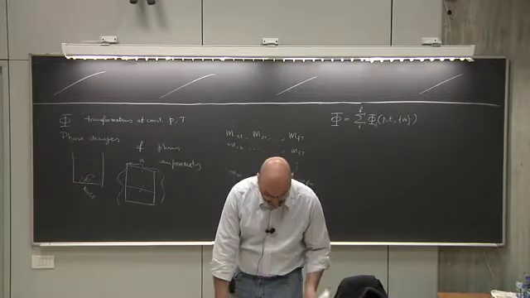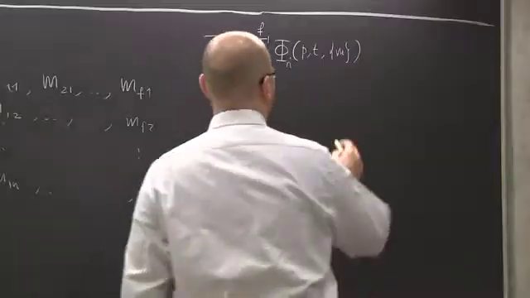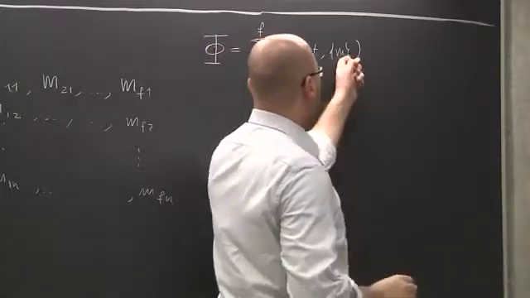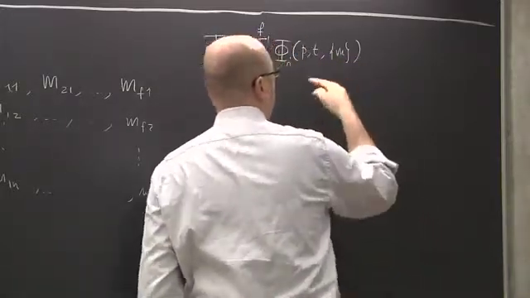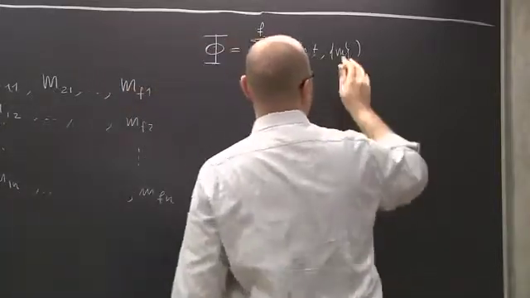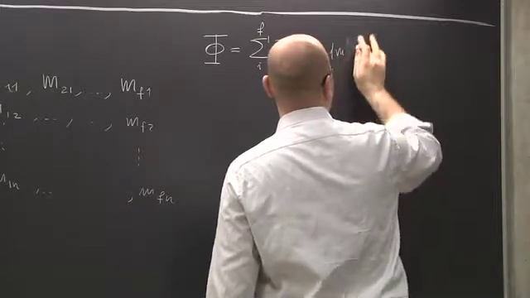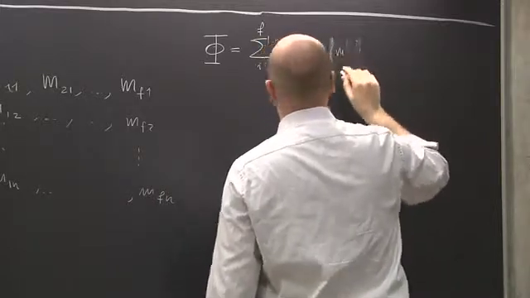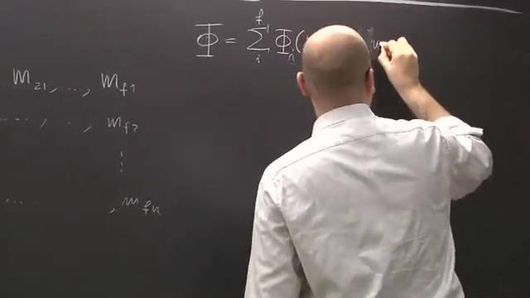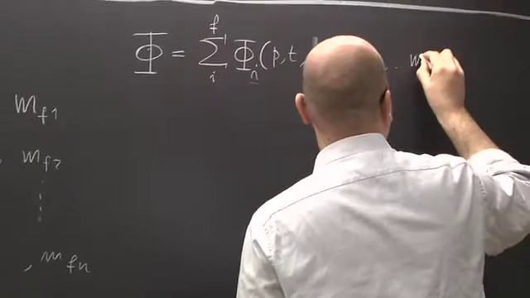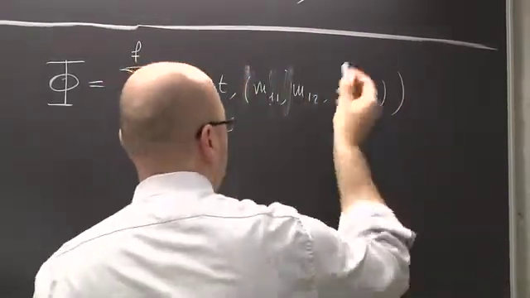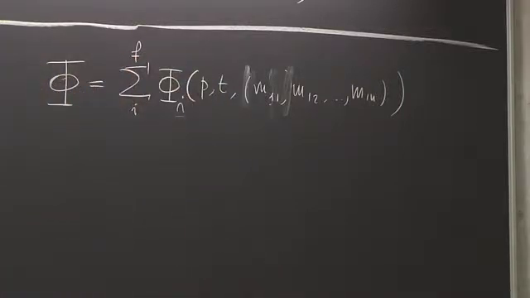Okay. Each phase, the enthalpy of one phase depends only on the masses of the components in that phase. Okay, so here I should write something like this, actually. I should write m_1i, m_2i, and m_ni. Okay?